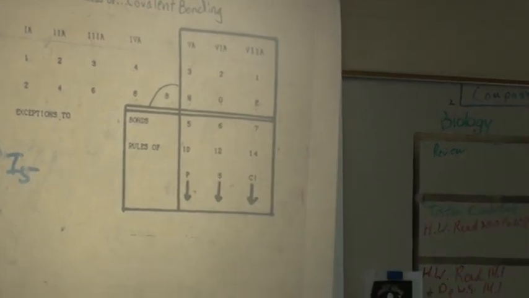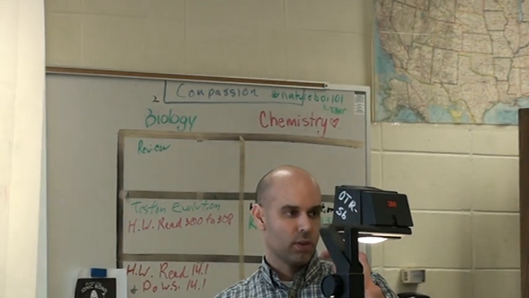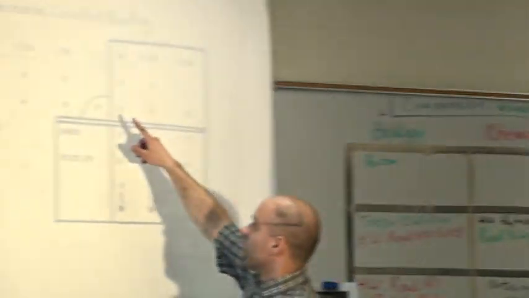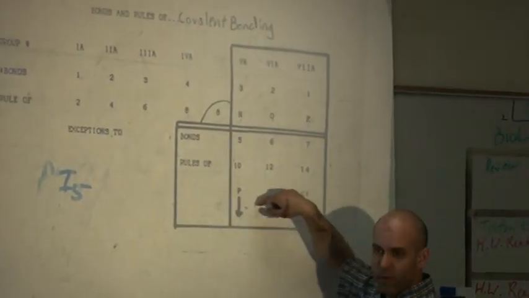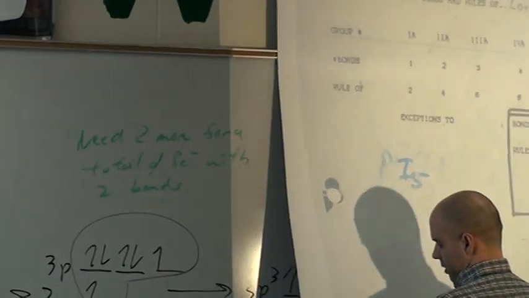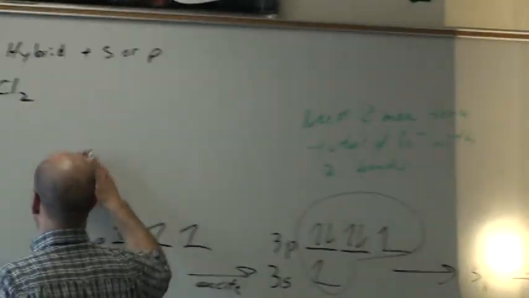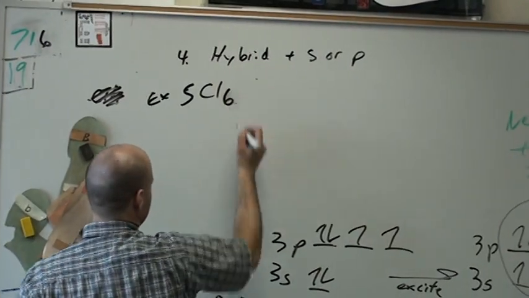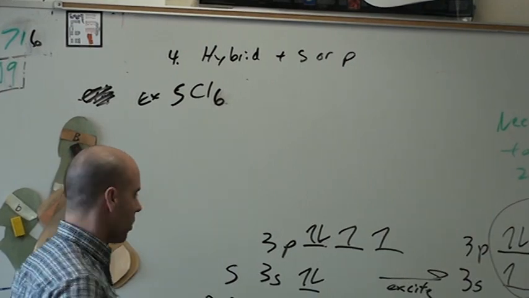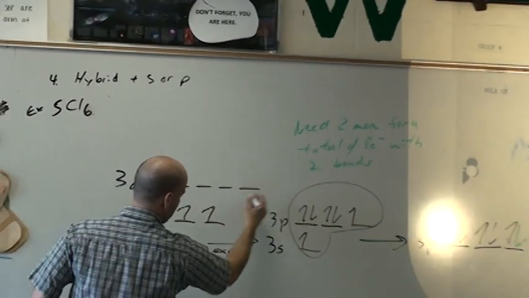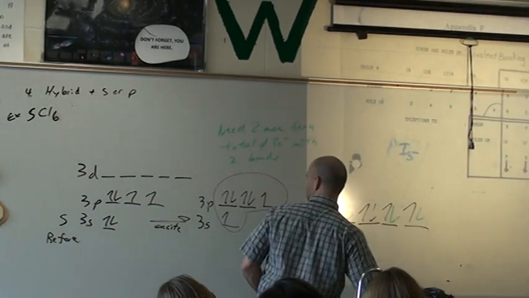Okay? Oxygen is in the second energy level. There are no d orbitals in the second energy level. So oxygen can only follow the rule of 8. But sulfur is in the third energy level. And in the third energy level, the d's exist. So now we're going to do the other option, sulfur hexachloride, and now we're going to draw on the d's.